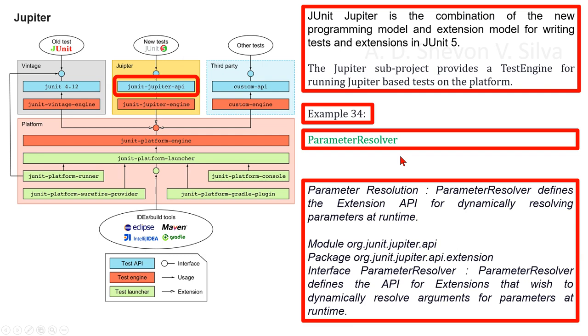Other extensions can also leverage registered parameter resolvers for method and constructor invocations using the ExecutableInvoker available via the getExecutableInvoker method in the ExtensionContext.